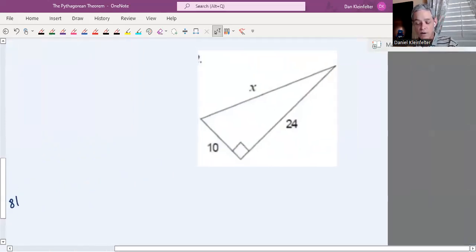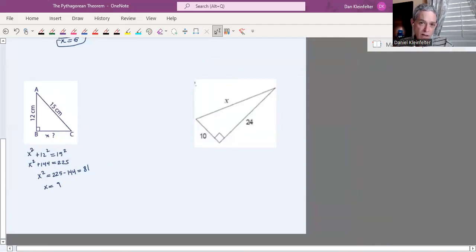Okay, here's one for you to try. This time the hypotenuse is unknown. So take a minute, pause the video, and try to solve this on your own, and then restart the video and see how you did.